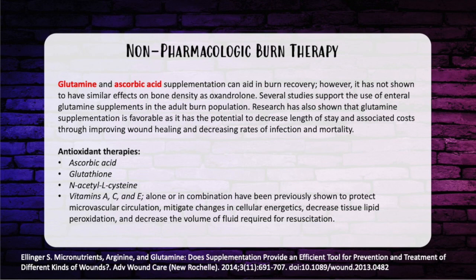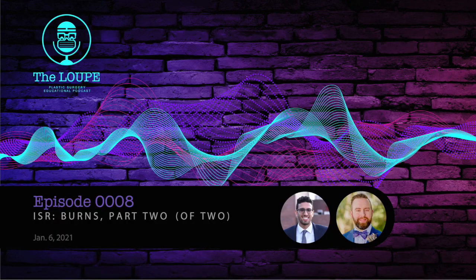There are some other antioxidant therapies, including ascorbic acid, glutathione, N-acetyl-L-cysteine, vitamin A, vitamin C, and vitamin E, alone or in combination, that have previously been shown to protect microvascular circulation, mitigate changes in cellular energetics, decrease tissue lipid peroxidation, and decrease the volume of fluid required for resuscitation. It's a lot. I think that pretty much wraps up everything that we have for burn reconstruction and a little bit of critical care. Casey, anything else you want to add or any final thoughts?